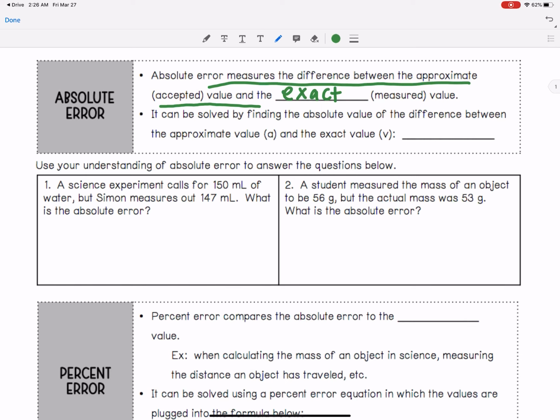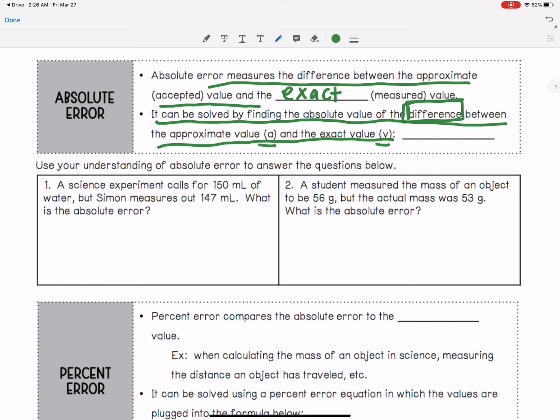All right, the next thing, it can be solved by finding the absolute value of the difference between the approximate value, A, and the exact value, V. There's one word here that I really want to stand out, is the word difference, because we're going to focus on that one. So they said here that we're going to find the difference between A and V. Here's what that looks like using absolute error.